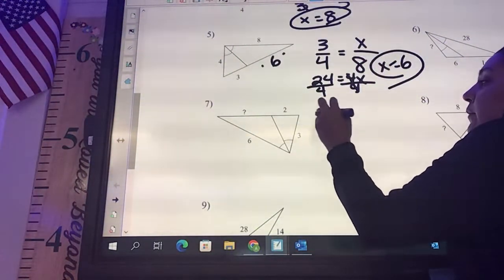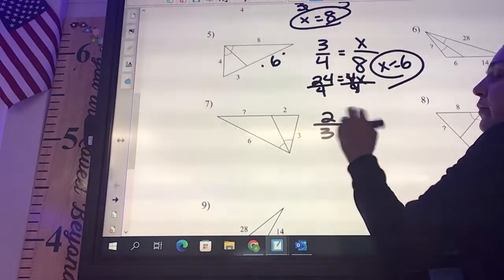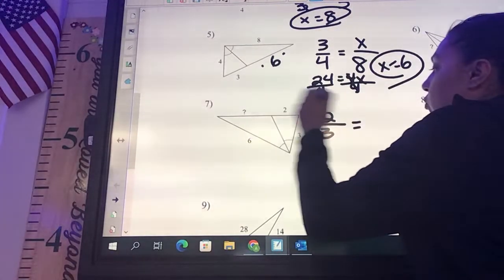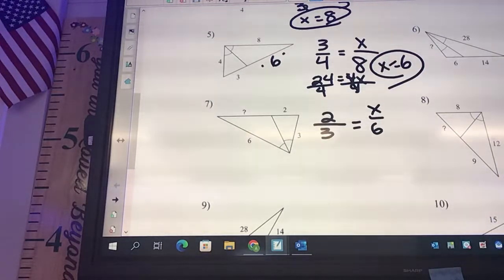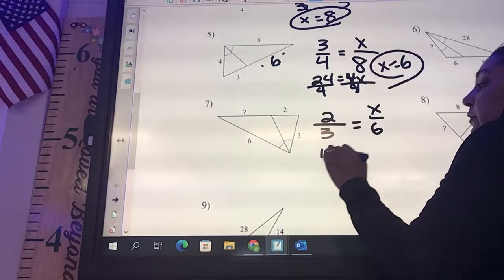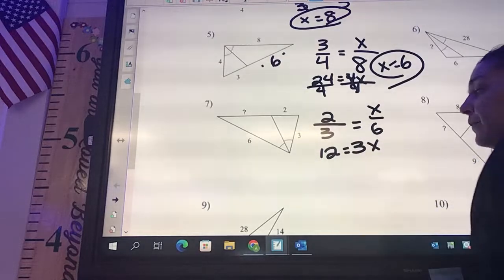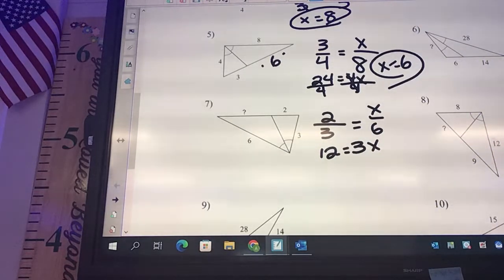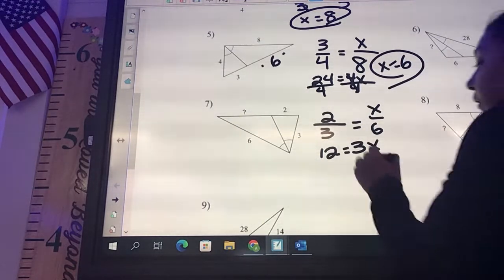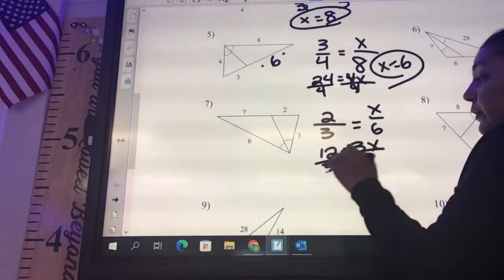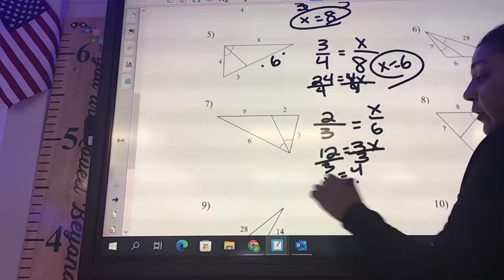You're going to get 2 over 3 for the first triangle is equivalent to question mark, or x, over 6. So you're going to get 12 equals 3x. Divide by 3. So we get x equals 4.